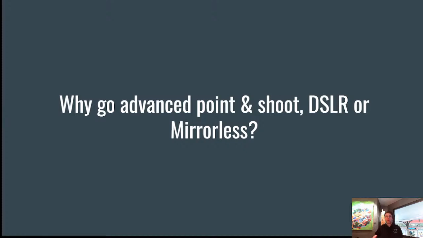Why go advanced point and shoot, DSLR, or mirrorless? I put my phone in my pocket because I didn't want to be surrounded with it, but might as well show right now. We have this in our pockets. Almost for everybody out there, unless you're still using a flip phone, you have some form of smartphone that has a really intelligent and advanced camera. So the question I get asked all the time here in our store in the camera department is why go advanced point and shoot, DSLR, or mirrorless camera? What is the point when we have something so powerful in our pockets?